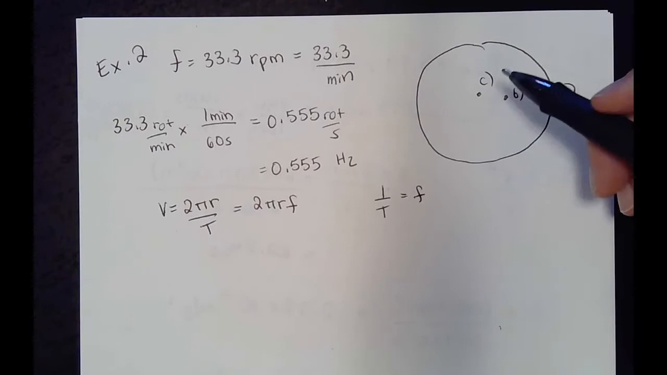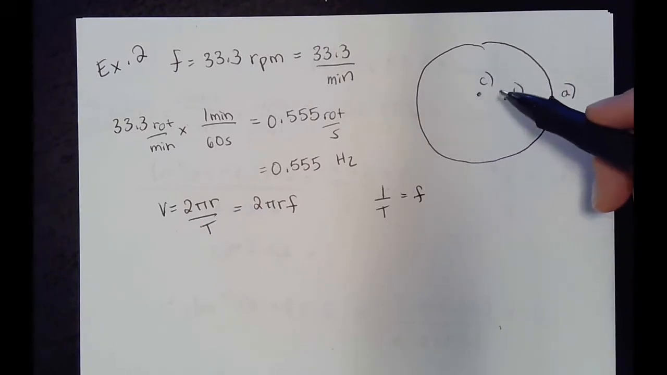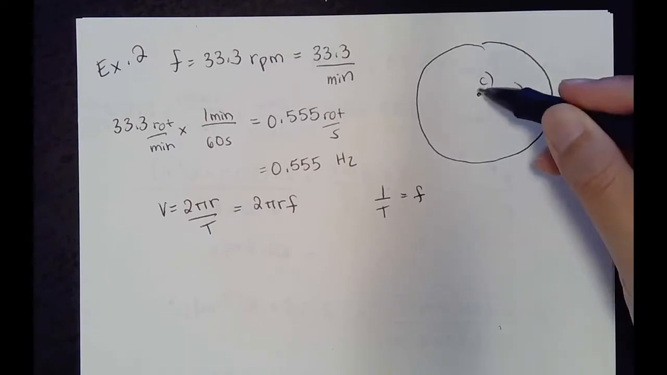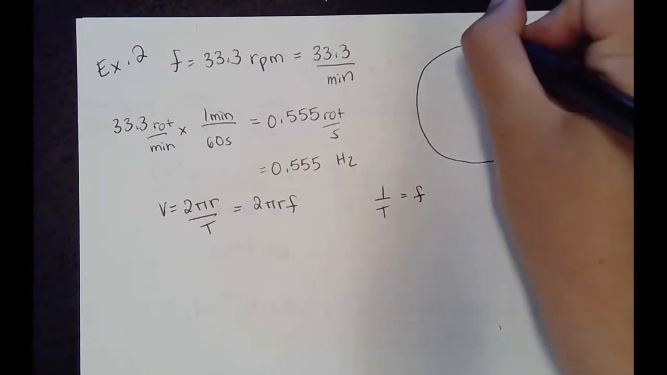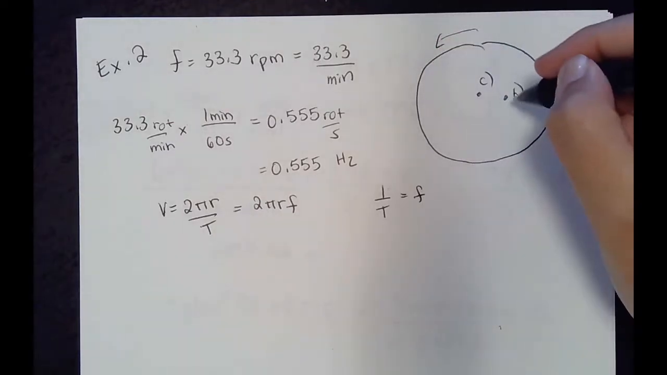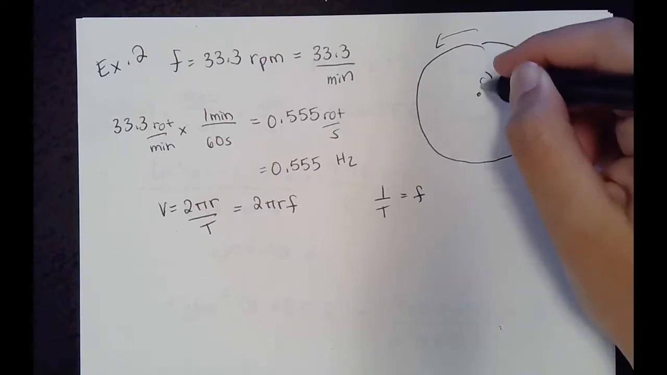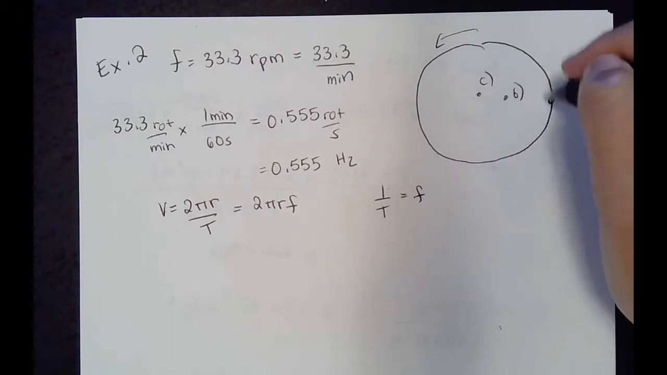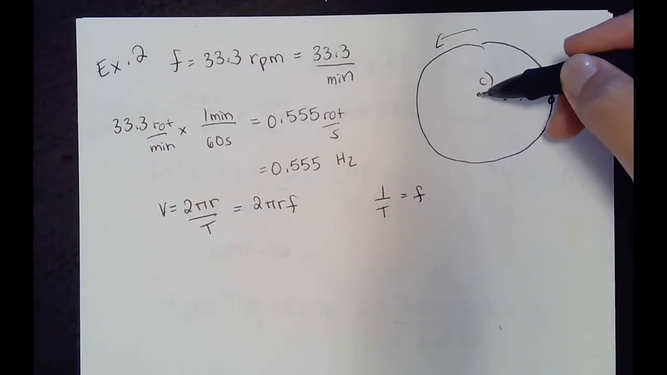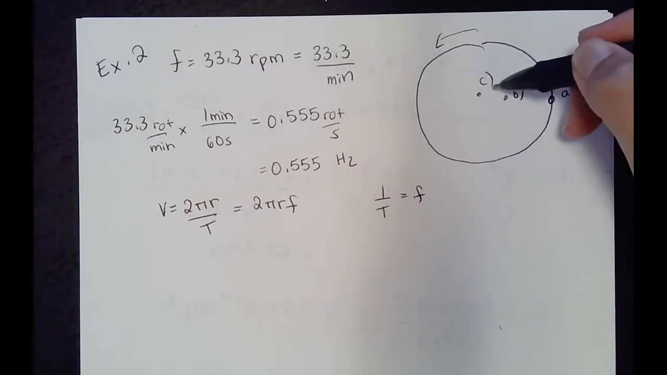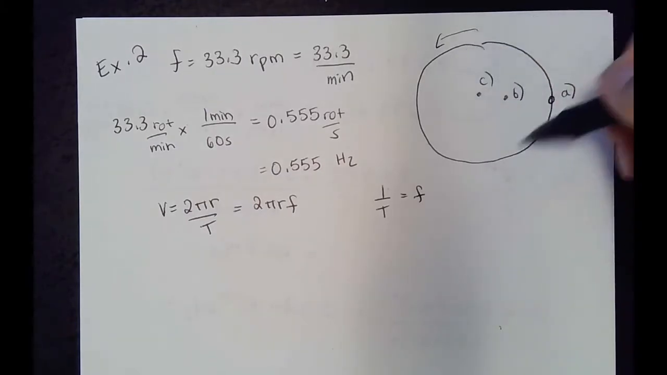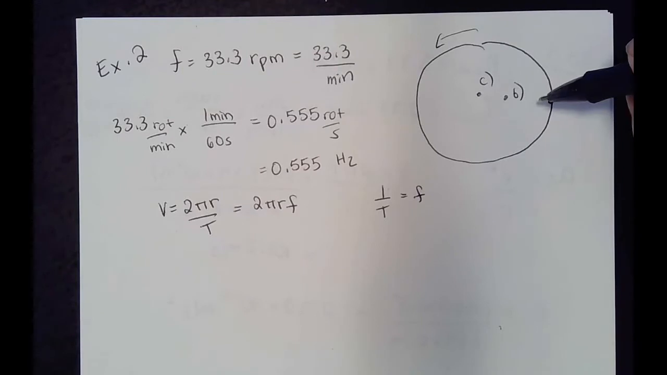Okay, so this is the record player here, or the record, and we have 3 different locations, A, B, and C. So what happens when this spins is that we have all points on this line rotating at the same frequency, the same rate. But because they each have to travel different distances in the same amount of time, since one rotation is the same for this whole disk, they will each have different speeds and different centripetal accelerations.